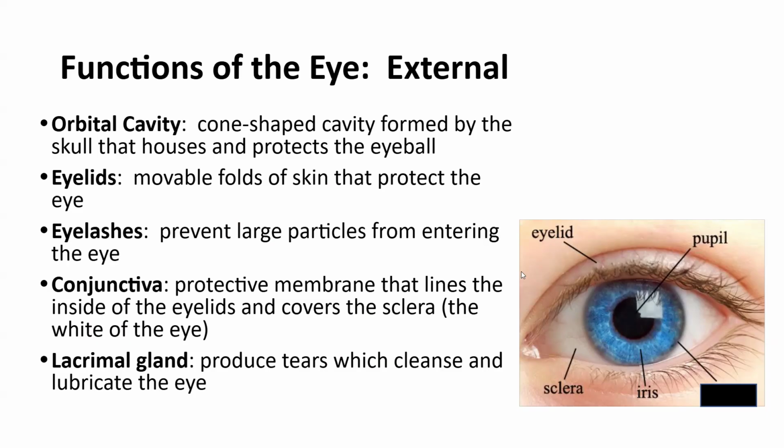We have our eyelids. These are going to be those movable folds of skin that protect the eye, as well as the eyelashes that are on those eyelids. They're there to prevent large particles from entering the eye. And then you have your conjunctiva. This is going to be the protective membrane that lines the inside of the eyelids and covers the sclera. And then you have your lacrimal gland that produces tears, which cleanse and lubricate the eye.